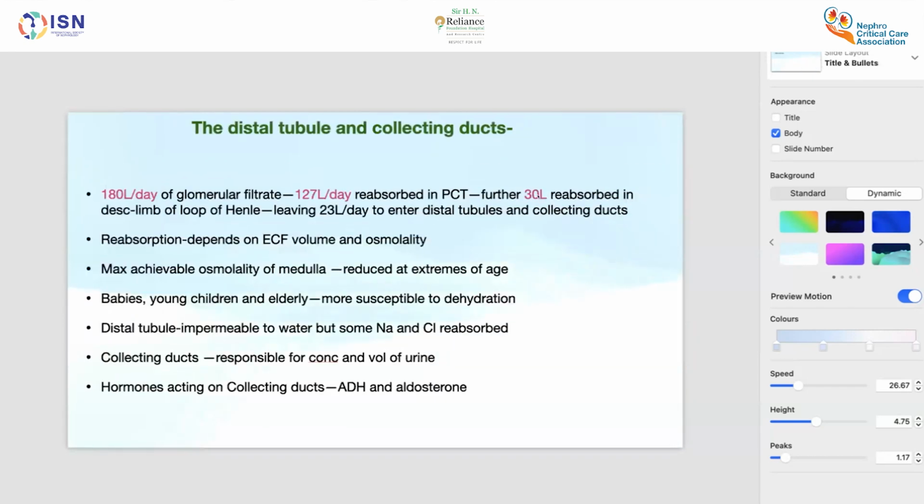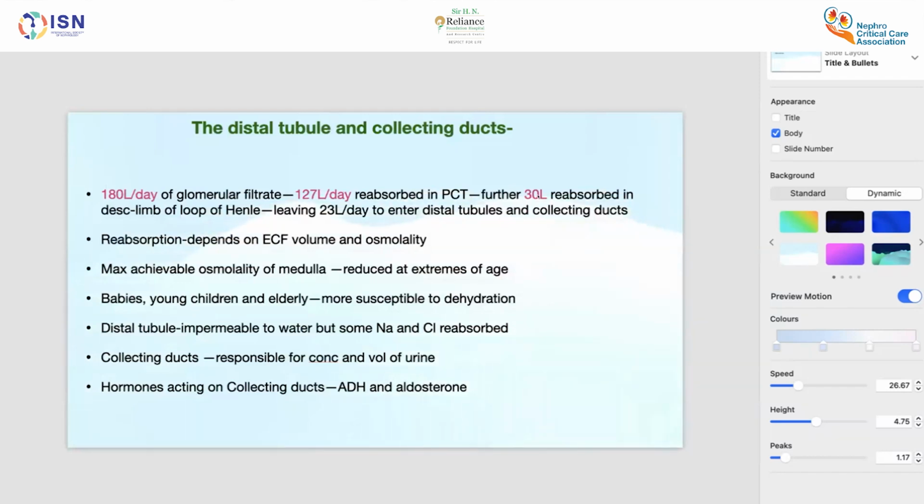The distal tubule and the collecting ducts. Of the 180 liters per day of glomerular filtrate, 127 liters per day is reabsorbed in the PCT. A further 30 liters is reabsorbed in the descending limb of the loop of Henle, which still leaves 23 liters per day to enter the distal tubules and collecting ducts. This reabsorption in the distal tubules and the collecting ducts depends on extracellular fluid volume and osmolality.